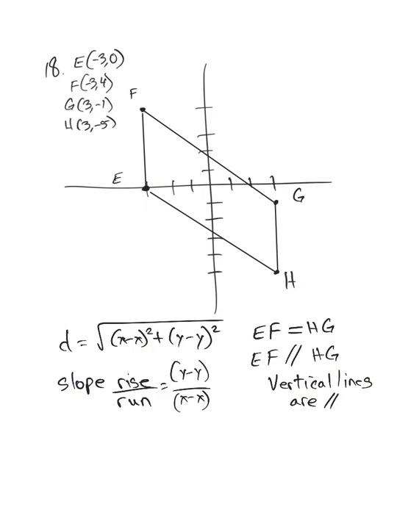Now we need to know their distances. So since they're vertical, we can just count. So let's go ahead and count from F to E. So 1, 2, 3, 4. So EF is 4 units long. And let's count from G to H. 1, 2, 3, 4. And 4 does equal 4. So this would be opposite sides and parallel and opposite sides congruent theorem is what we would use.